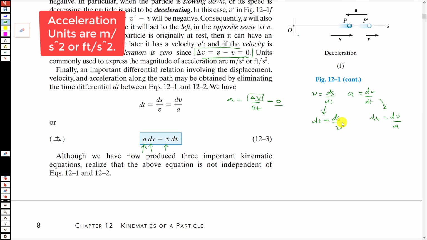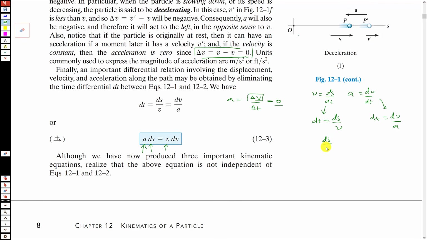If we equate both of these, then ds by v will be equal to dv by a, and if we cross multiply, then a ds will be equal to v dv. So this is the third equation, equation 12.3. Although we have now produced three important kinematic equations, the third equation is not independent of the first two. Remember, we have derived this third equation from these two equations.